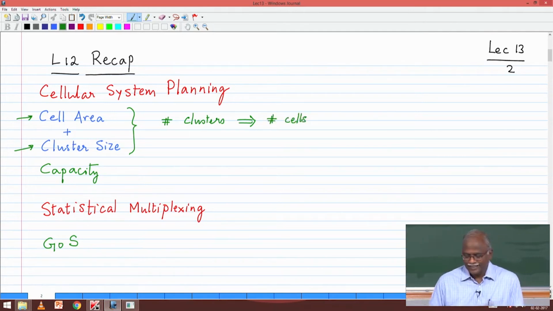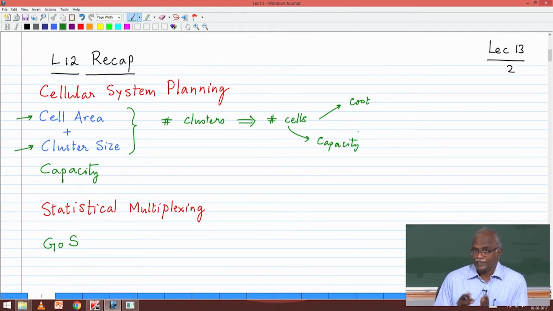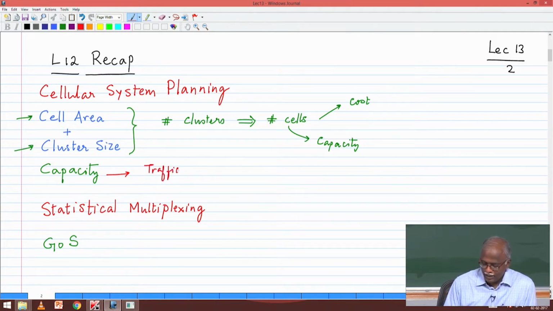How many cells? One of the offshoots will be the cost. We don't look too much at the cost. Our interest is primarily in terms of the capacity. So the capacity is what we focus on. Once we have the number of channels available per cell, then we go back to our understanding of capacity and apply the traffic principles using the Erlang-B formulation.